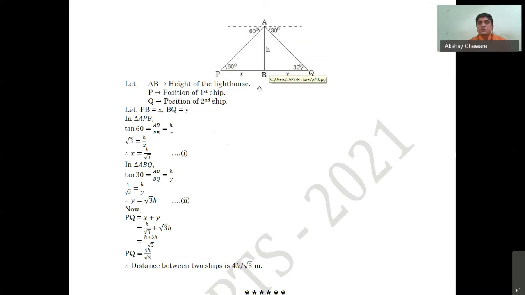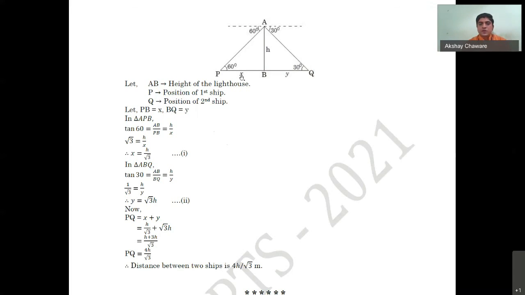AB is H. So in this figure, students, it is clearly visible that the first triangle is triangle ABP, the second triangle is triangle ABQ. In this triangle, if you use tan 60, which is opposite upon adjacent, we will get one relation between H and X, and X is equal to H by √3. If you use triangle ABQ, then again we use tan 30. So H upon Y, we will get one relation. So Y is equal to √3H.